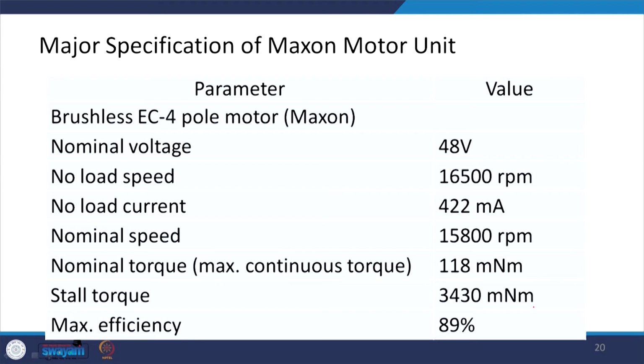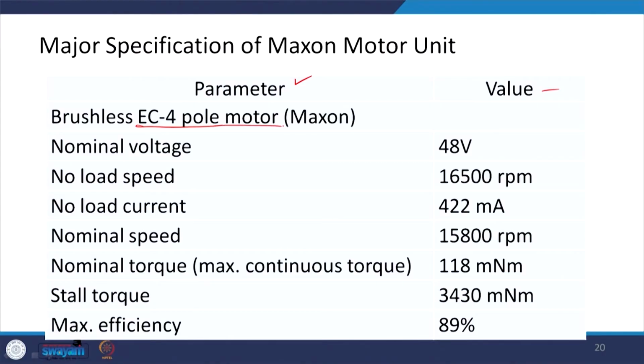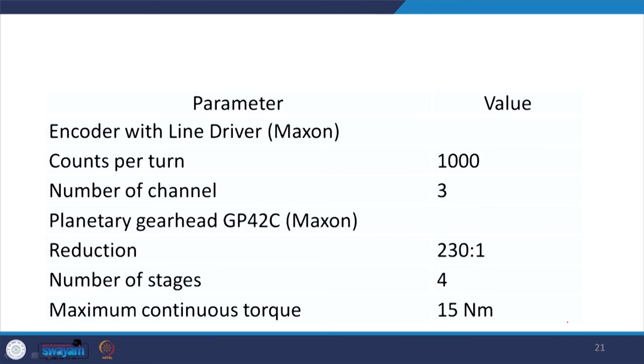So, the major specifications of the Maxon motor unit which we used in this case, these are the parameters and values. We used the brushless electronic commutation 4 pole motor, Maxon, voltage range 48 volt, no load speed 16,500 rpm, and the no load current is 422 milliampere, nominal speed 15,800 rpm, nominal torque 118 millinewton meter, stall torque is 3430 millinewton meter, and maximum efficiency is 89%.